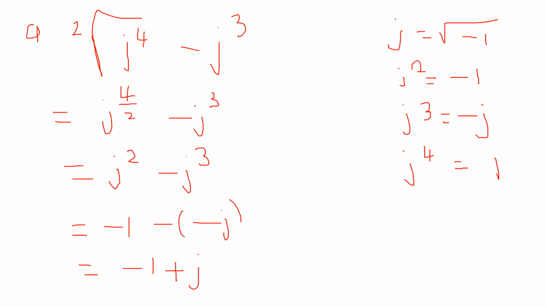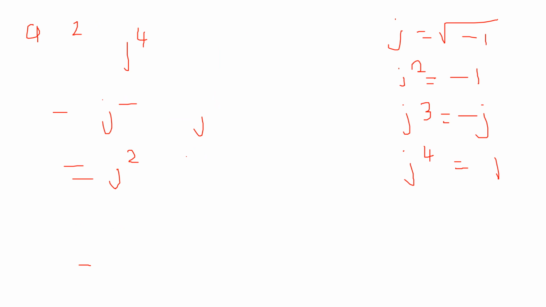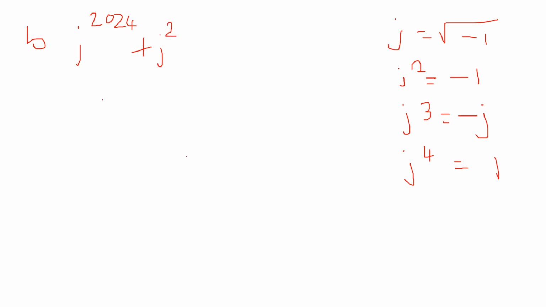Okay. So let's now look at number B. Is here. So number B says what? Says is j to the power of 24 plus j to the power of 2019 minus j to the power of 201.